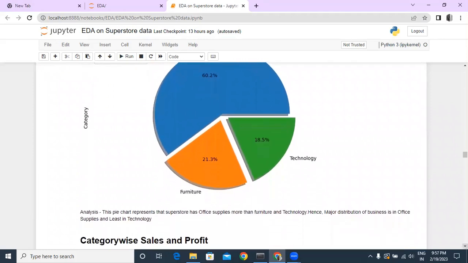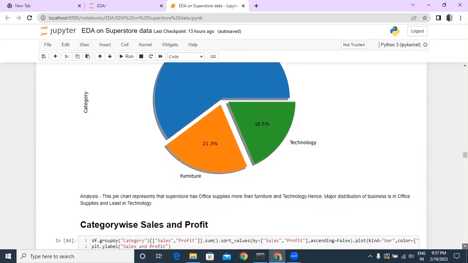So the major distribution is from office supplies and the least is in technology. So the business manager should work upon the technology category so that the business can progress.